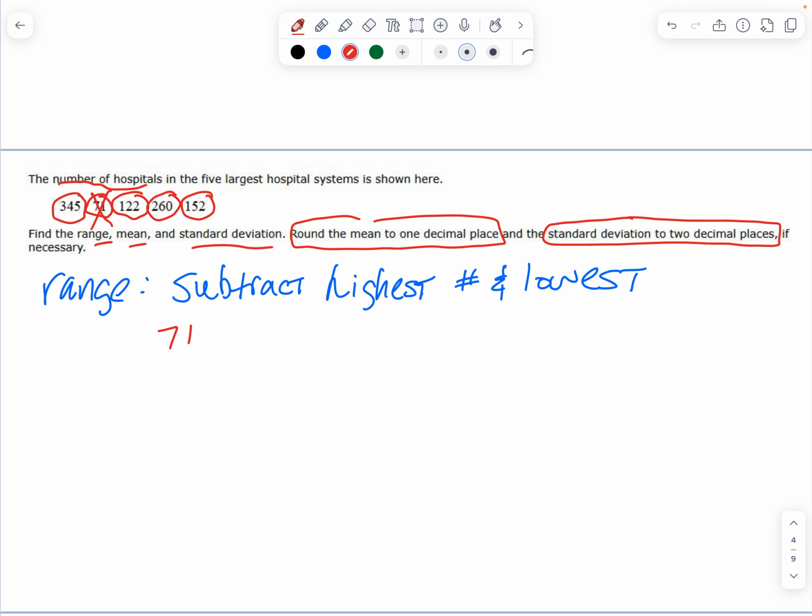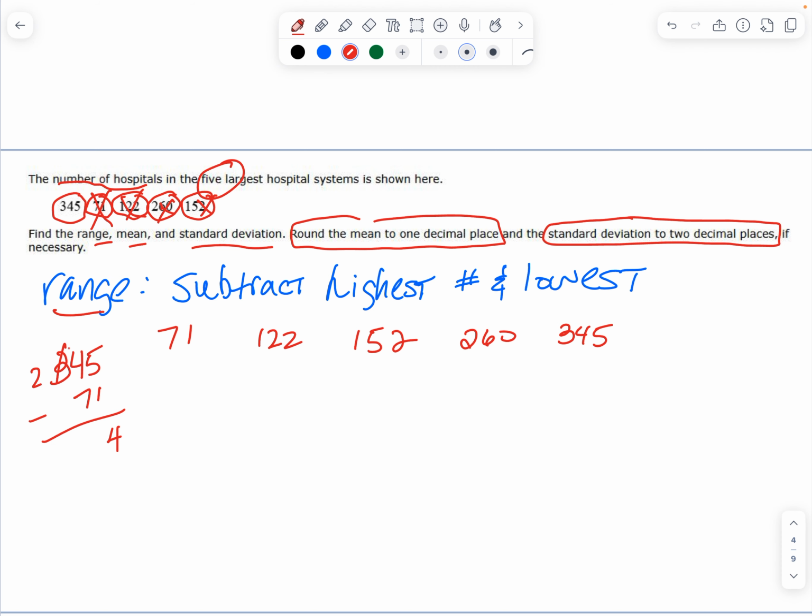So 71, since we're only talking about 5 hospitals, 122, 152, 260, and 345. To find the range, we're going to do 345 minus 71. So our range is 274 hospitals.